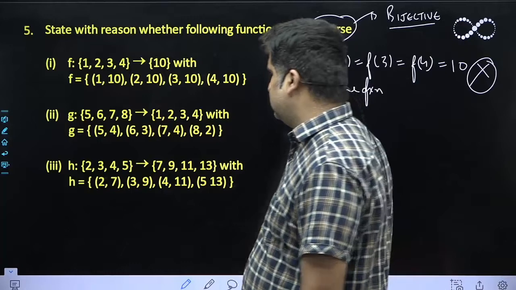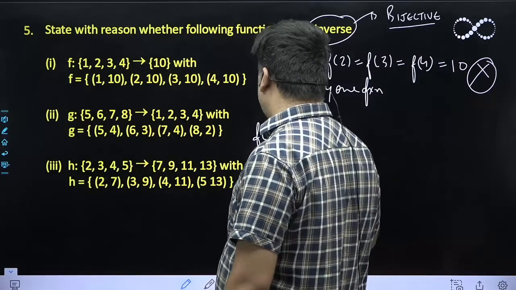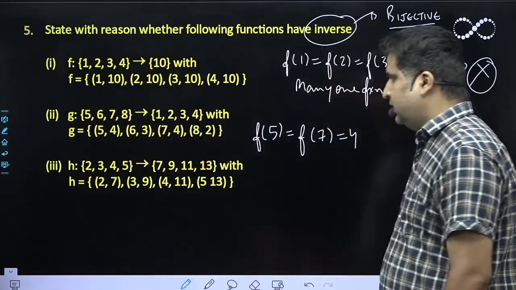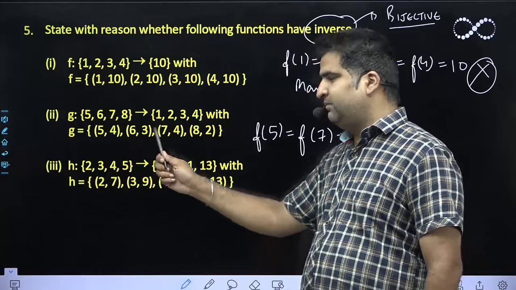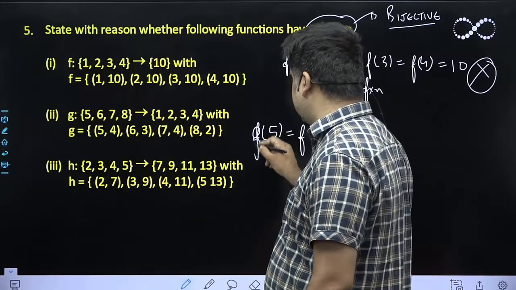Similarly, in this case, we see that f of 5 is equal to f of 7 is equal to 4. Right? These two values have same answer. Therefore, sorry, this is g function. We'll write this as g.